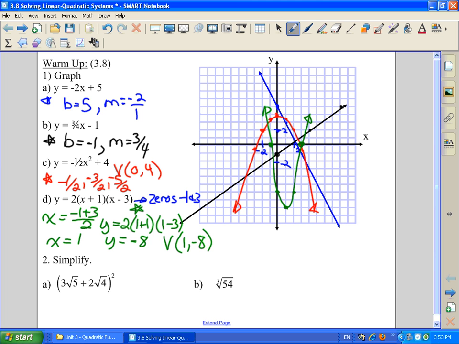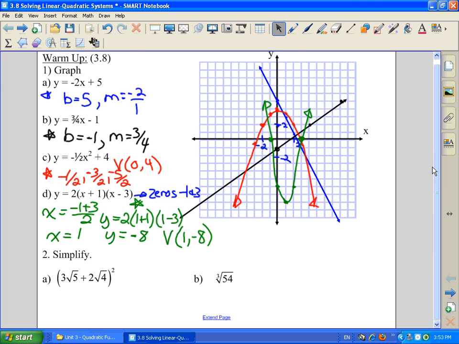Okay, there's a quick review on graphing, ladies and gentlemen, because that's one possible tool that we could use to solve.